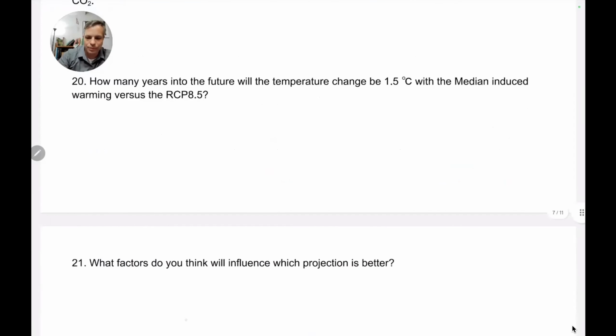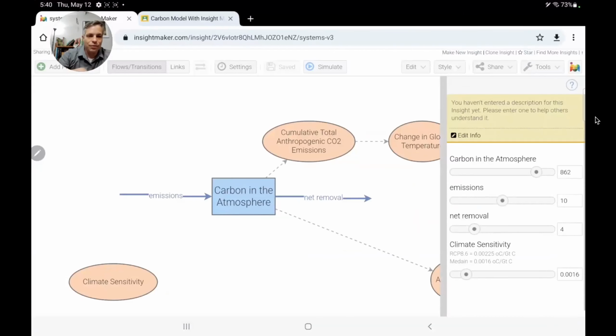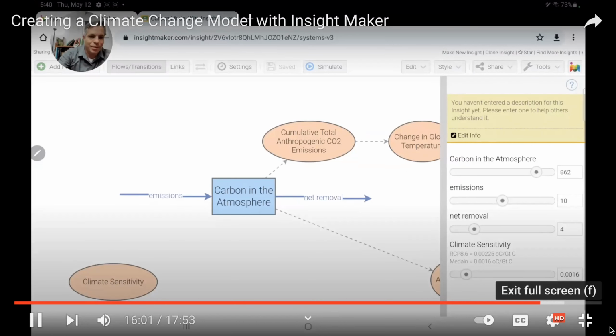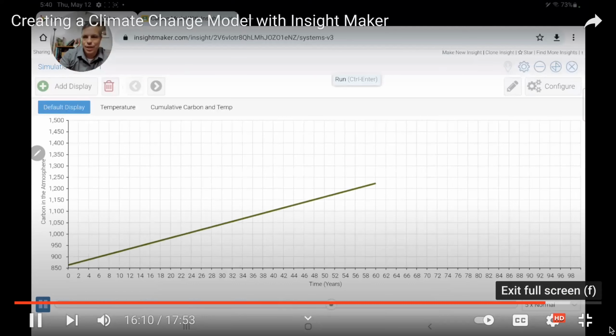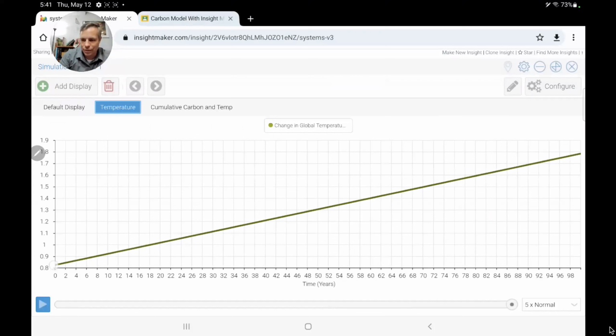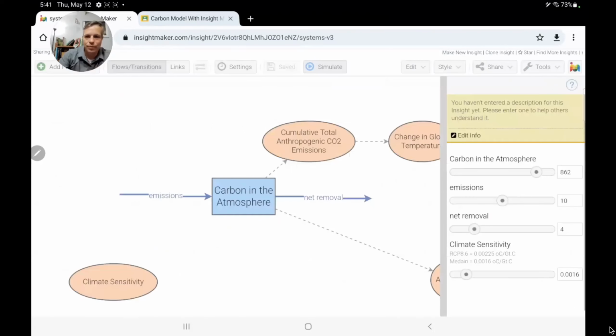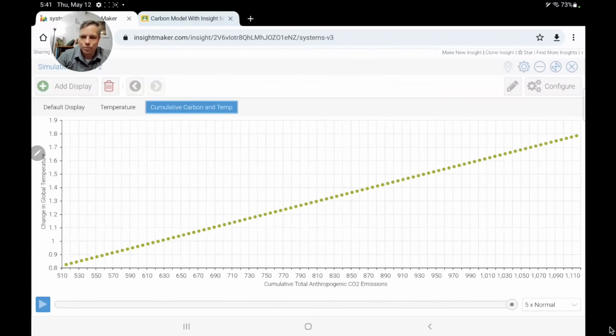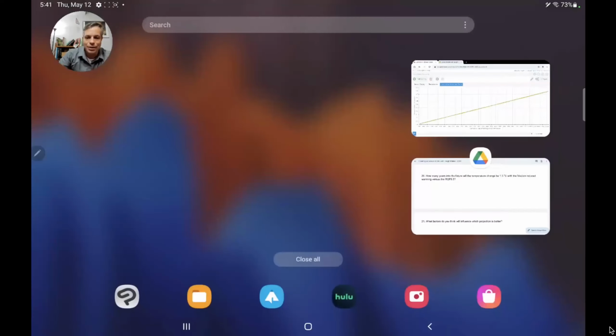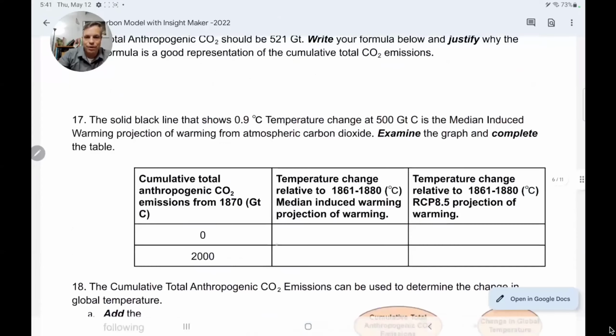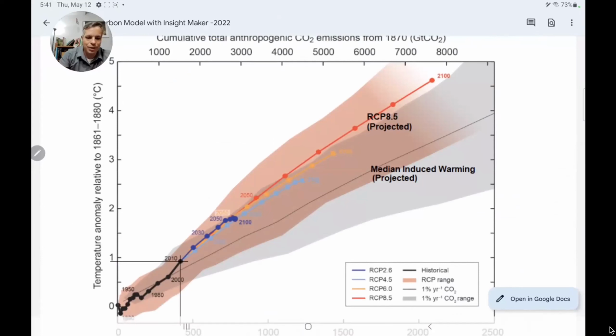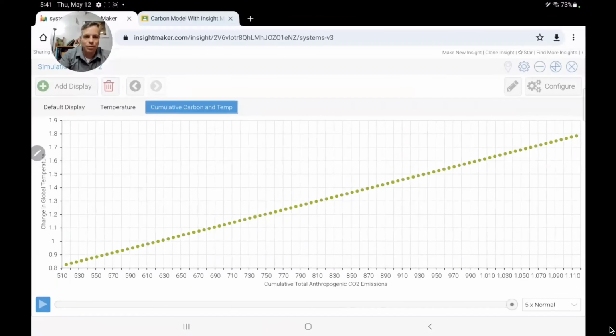Let me bring up the Insight Maker model, and you can see, right now it's at that median amount, lower projection, and we simulate this, and I have them put these graphs in. So here's temperature, and they should see what temperature would be after 100 years. Then I have them also do a scatter plot, which should mimic the same amount. It should hit similar points as that graph from the IPCC. The points should line up with those IPCC amounts, and they try to validate their model in that way, and it works out great.